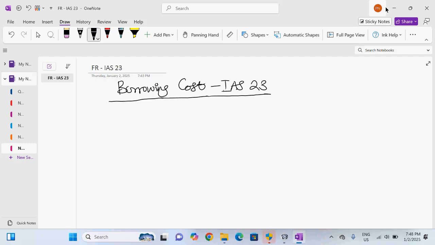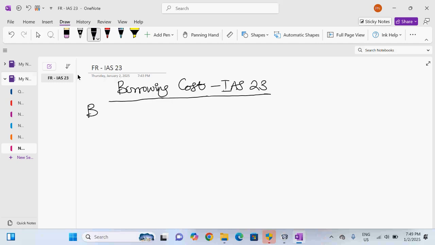So what is borrowing cost? Borrowing cost can be defined as any cost that is associated with you borrowing funds to build an asset, to construct an asset, to acquire an asset. When you are going to borrow, what are some of the costs that you incur? These costs are associated with the borrowing. That is the concept of borrowing cost.